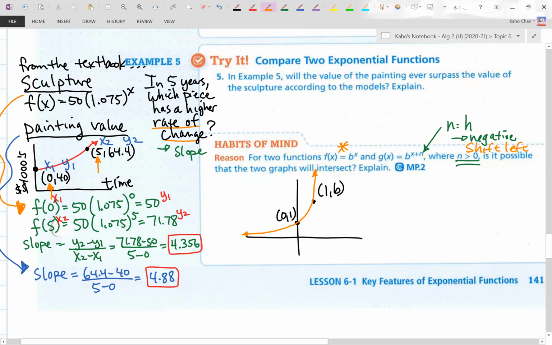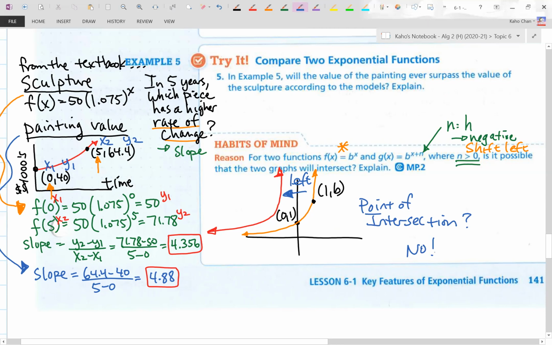Looking at this graph here, if I shift to the left anywhere, those graphs will never cross. Make sense? Okay. If I go left, those will never cross. So is there a point of intersection? The answer is no. They'll never cross.